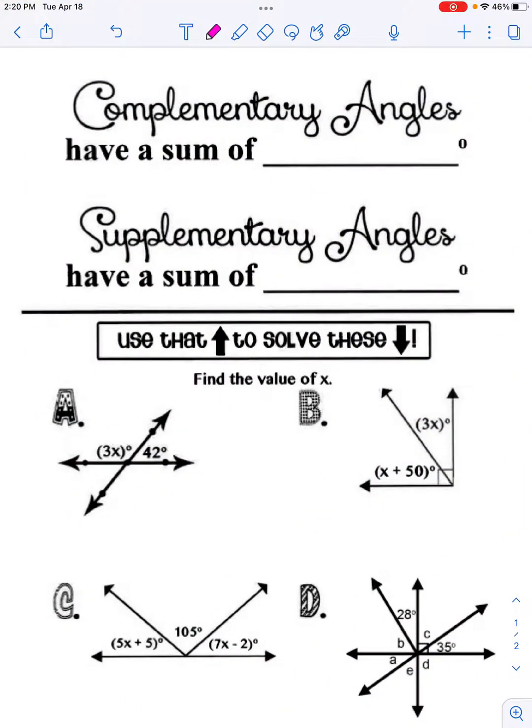Today we're going to learn about two special angle relationships, complementary angles and supplementary angles. Complementary angles have a sum of 90 degrees. You can remember that because you would complement somebody who's right. Supplementary angles have a sum of 180 degrees. We're going to use that to solve these problems at the bottom.